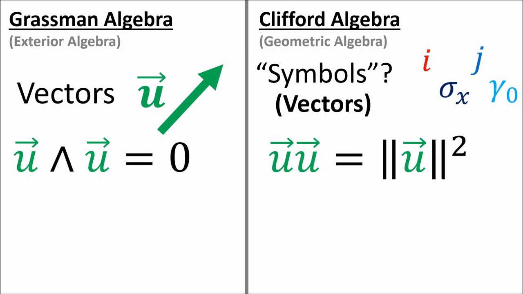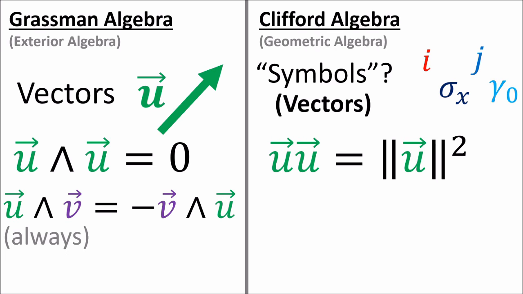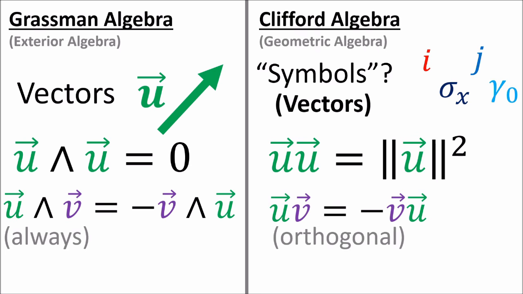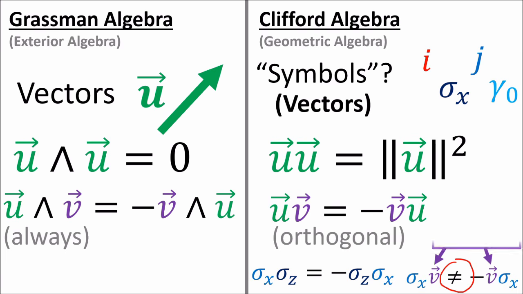With Grassmann algebras, anytime we have a wedge product of two vectors, we can always flip their order if we include a negative sign, which is the anti-commutative property. For Clifford algebras, the anti-commutative property applies only for orthogonal vectors. For the sigmas, sigma x, sigma y, and sigma z are all orthogonal, so they all anti-commute with each other. But a given sigma will not anti-commute with an arbitrary vector v, which is not orthogonal to it.